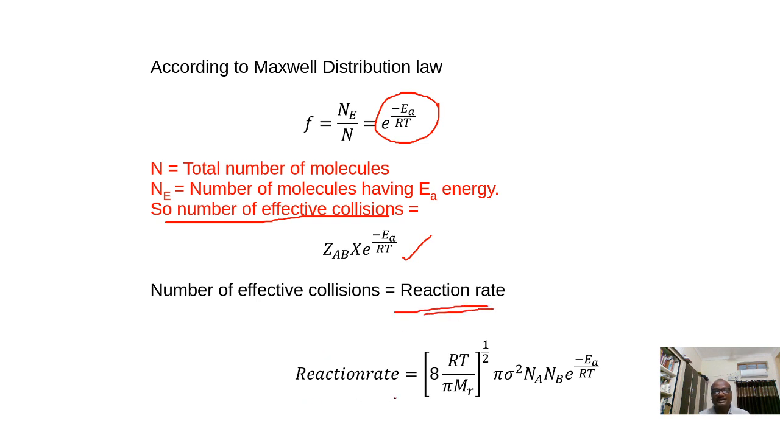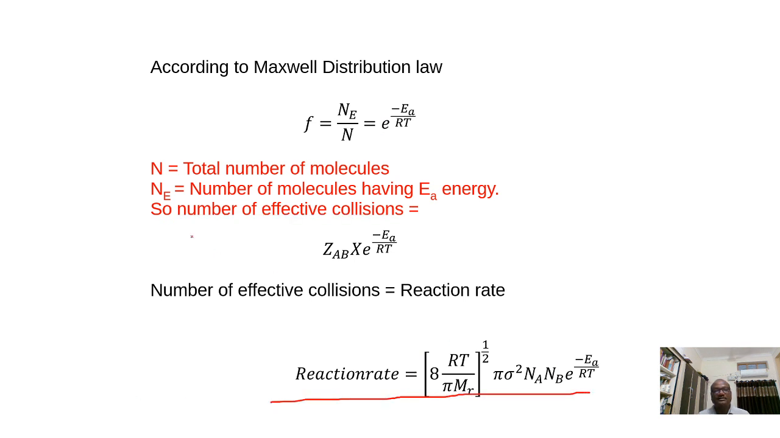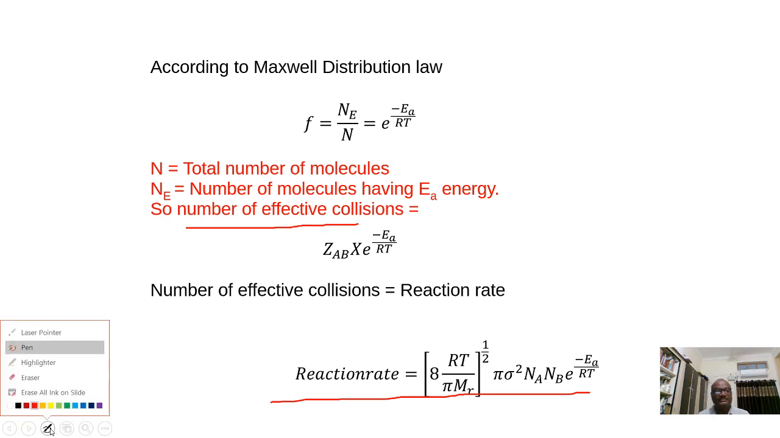So we write the reaction rate is equal to ZAB f. What is ZAB? ZAB is the number of collisions taking place per unit time between the reactant molecules: (8RT/πμ)^(1/2) πσ² NA NB. What is f? f is e^(−Ea/RT). This is nothing but the reaction rate, which is equal to the number of effective collisions.